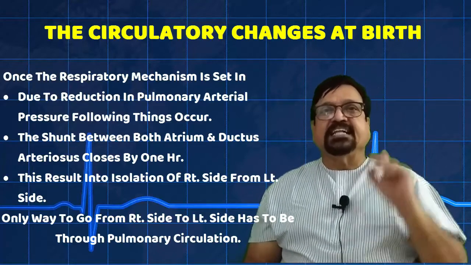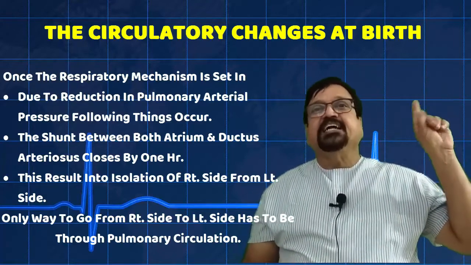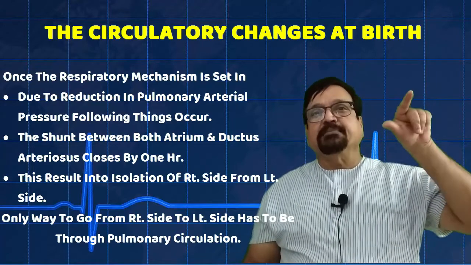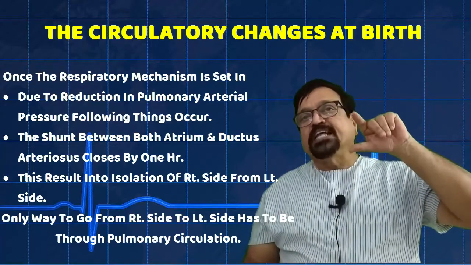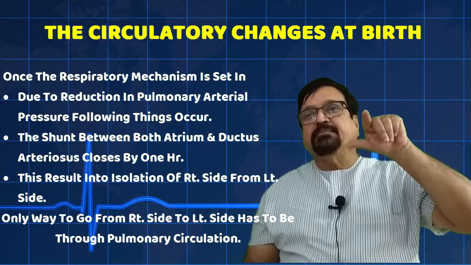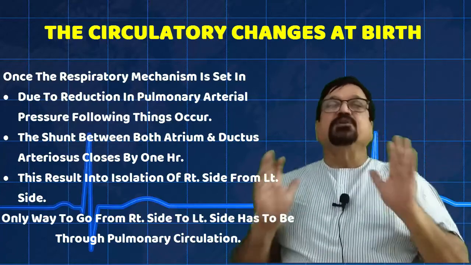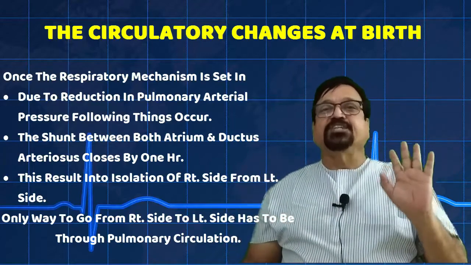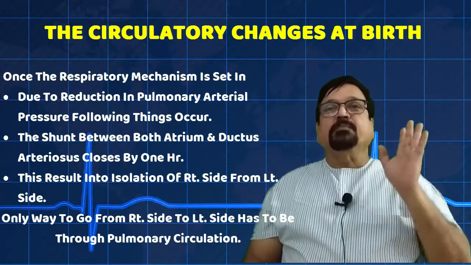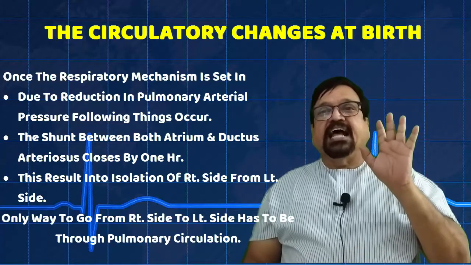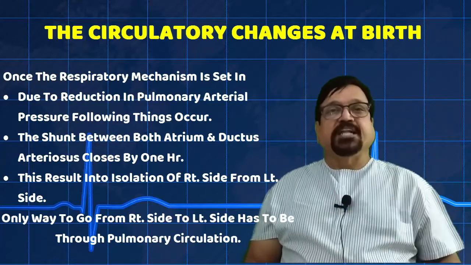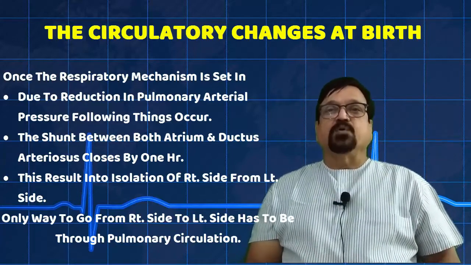Now this slide again mentions it. Due to reduction in pulmonary arterial pressure, the following things occur. The shunt between both atria and the ductus close after 1 hour of birth. That is because of the pressure gradients we have described just now. The only way to go from the right side to the left side has to be through the pulmonary circulation. Now this is what happens routinely.